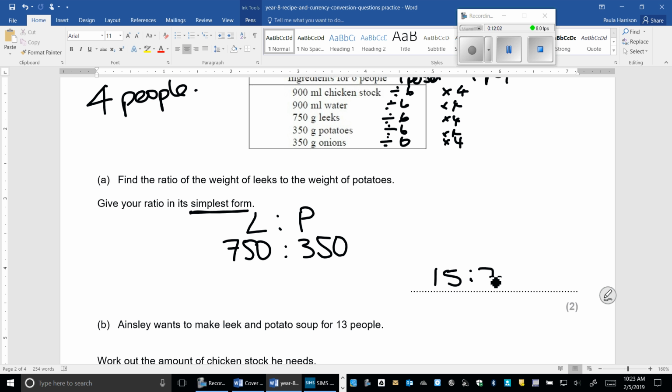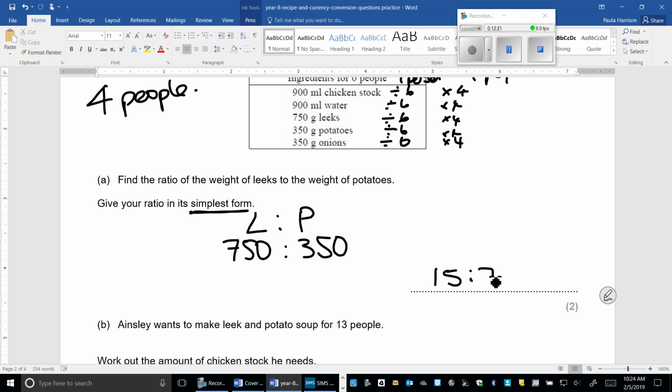Wait, how would you? So I got 7/15. Which number do you get first? Okay, so Sarah, you've got to be really careful that you're putting the numbers in the correct order. So this says leeks first and then potatoes. So on the top of your fraction, you're going to write 750.